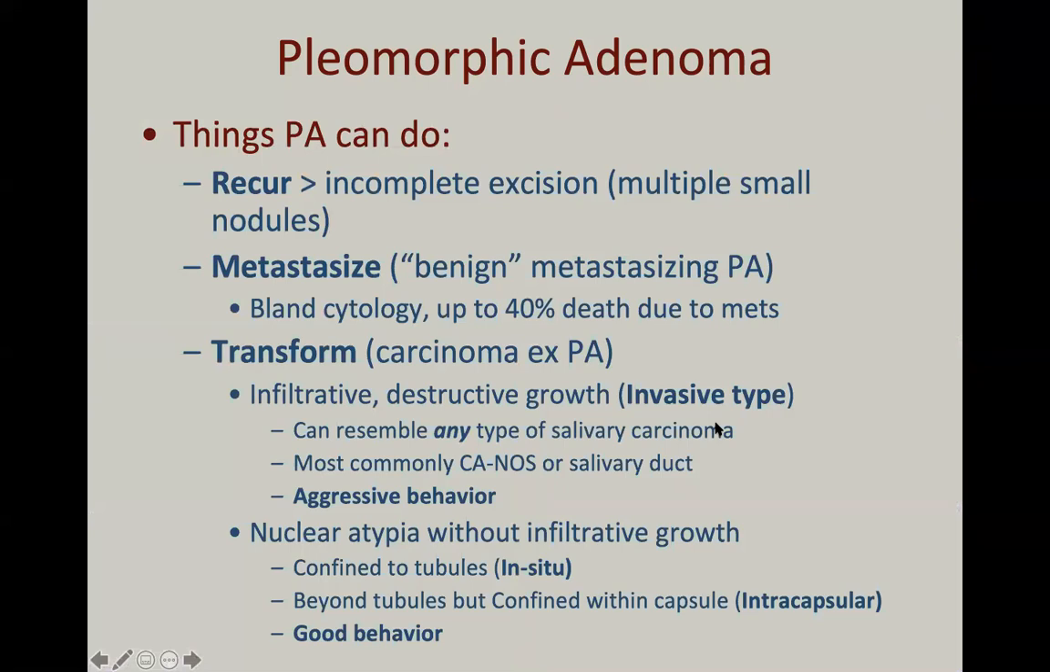What can PA do? Why do we care? Well, it can be a very scary tumor to deal with. It can certainly recur after incomplete excision in the form of multiple small nodules. Therefore, primary resection of pleomorphic adenoma should ideally be as clean as possible so that local recurrence is minimized. Because once it recurs, it has an increased capacity to transform to carcinoma ex pleomorphic adenoma, so-called carcinoma arising out of a pleomorphic adenoma.